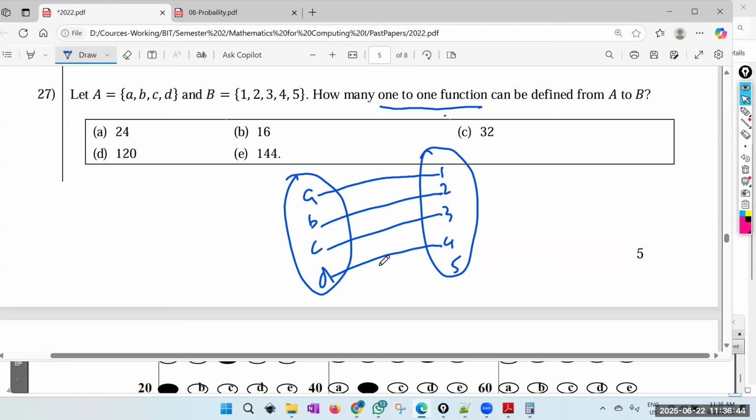Right. So here we have 4 into 4 possibilities of functions, right? Because one possibility is this. Another possibility is basically you take all the ordered pairs, right? So then 4 into 4 number of ordered pairs are there, right? All are one-to-one.